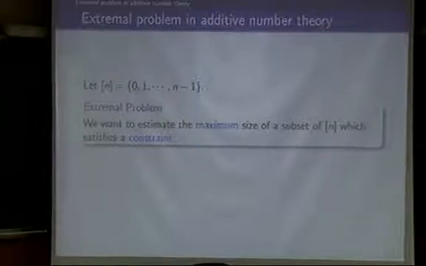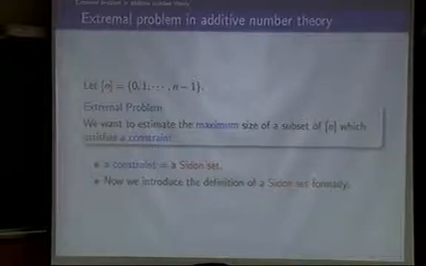So let me first explain extremal problem in additive number theory. Let the N set be the integers between 0 and n-1. Then a typical extremal problem in additive number theory is the following. We want to know the maximum size of a subset of the N set which satisfies a constraint. In this talk, we will take a Sidon set as a constraint, and now I will introduce the definition of a Sidon set formally.